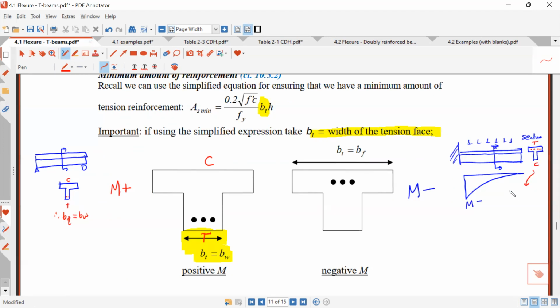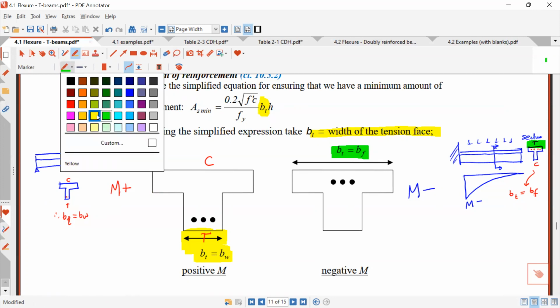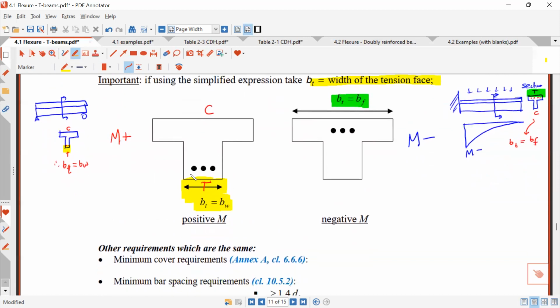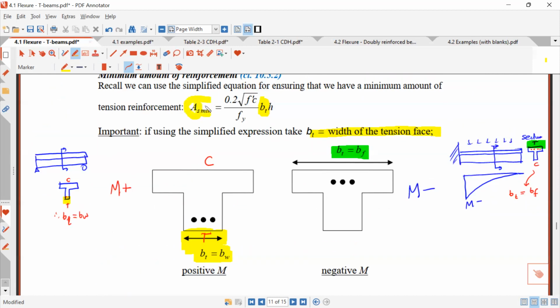So in this case, you would take BT as the width of the tension zone. So what would it be equal to? It would be equal to BF, right? In this second case, where you have negative moment, you need to be careful. You take BT equals BF because this is where the tension is. Whereas in this first case, your tension is at the bottom, so you take BT equals BW. Everybody got this? This is a fine point. You need to be aware of the moment when you apply this AS min equation, because this is the width of the tension zone. All right, so that's one point you need to be careful of when you're doing T-beam analysis. When you do this AS min check, you have to be careful.